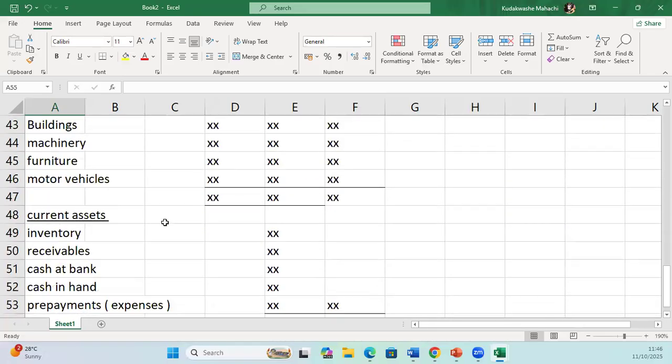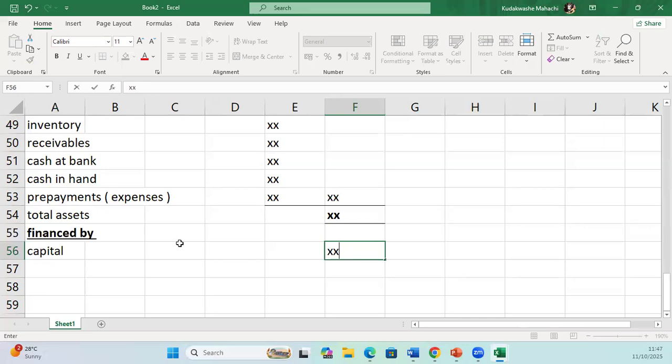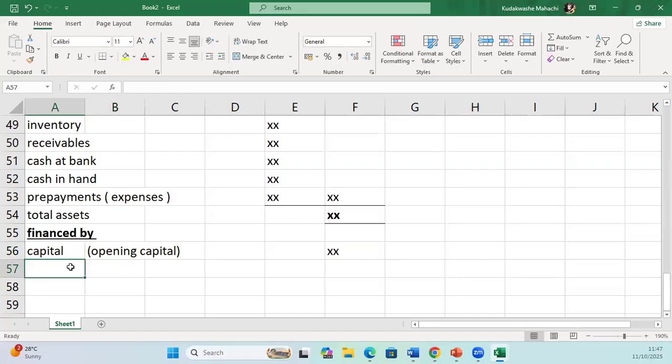Now we then say financed by. So financed by, we start with the capital at the start of the period. So this is the opening capital.